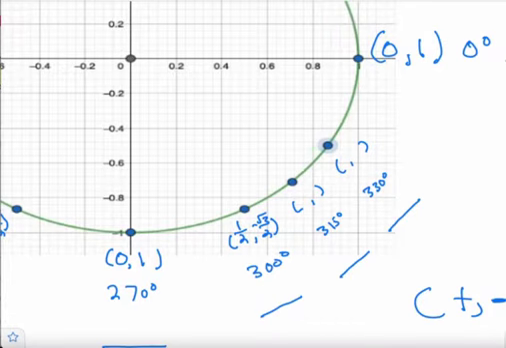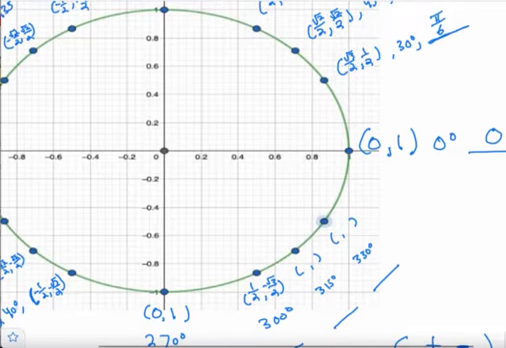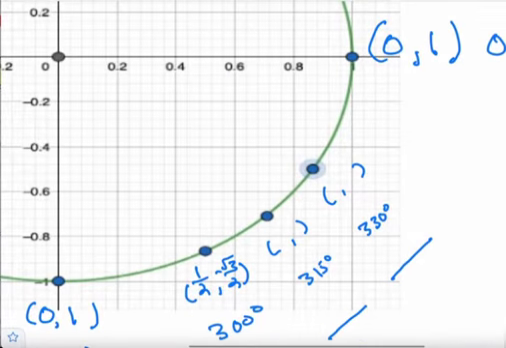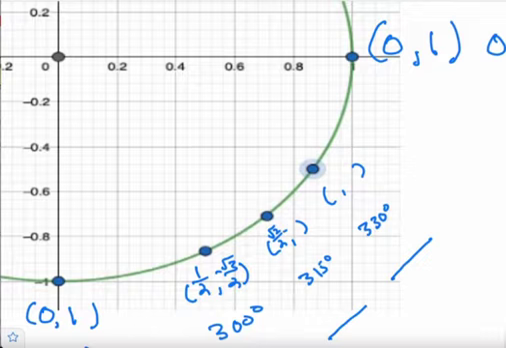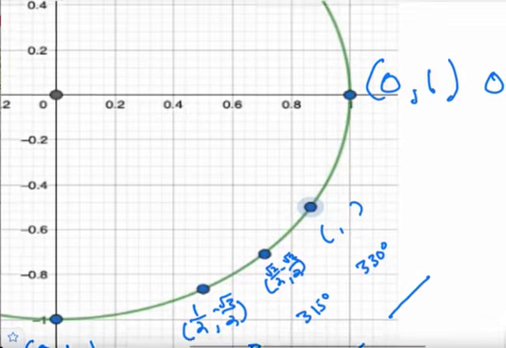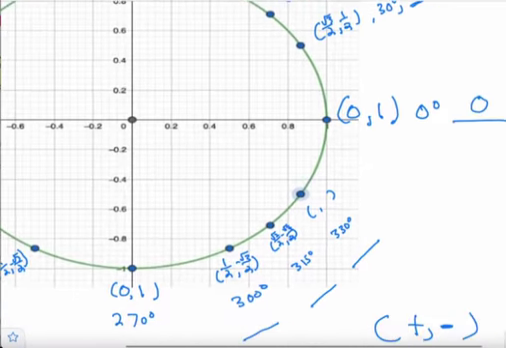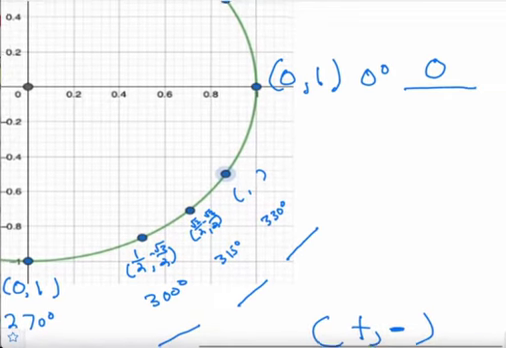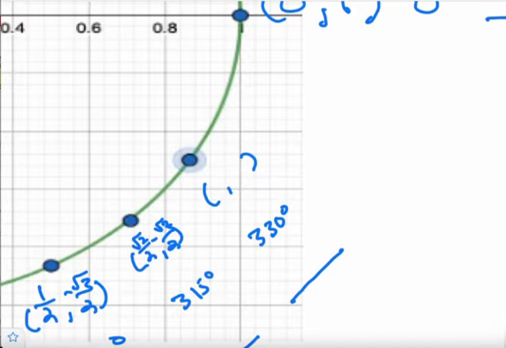315 is exactly 45 degrees away, so we're going to have square root of 2 over 2, minus square root of 2 over 2. And finally, 330 has a reference angle of 30 degrees, so I'm going to have square root of 3 over 2, minus 1/2. I'm going to make just a little bit of space for that. Square root of 3 over 2, minus 1/2. Okay, so we're just about finished.